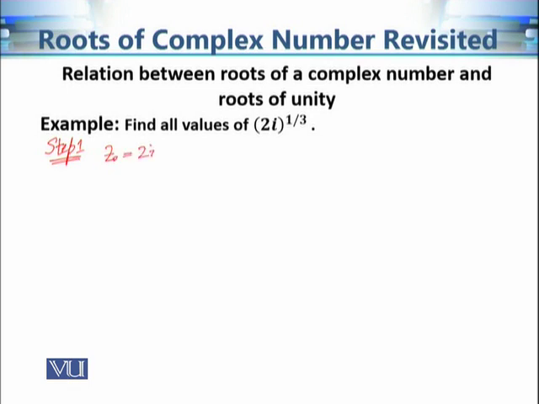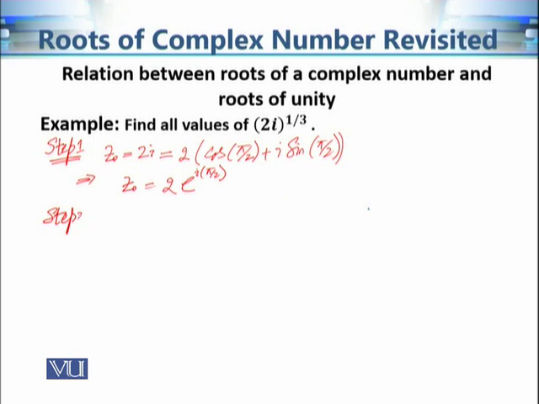If we want to calculate the cube roots of 2 iota, we need to write it down in the exponential form first. So the exponential form becomes 2 cosine pi by 2 plus iota sine pi by 2. In the second step, we write down this z0 in the most general form. So it becomes 2 e raised to power iota pi by 2 plus 2k pi, and this k is an integer.